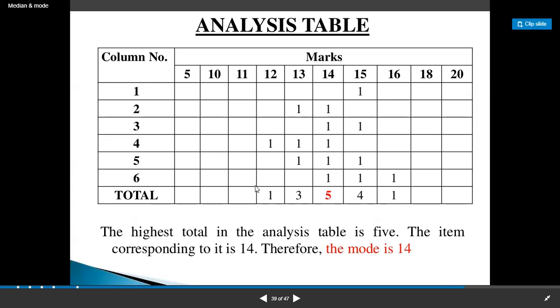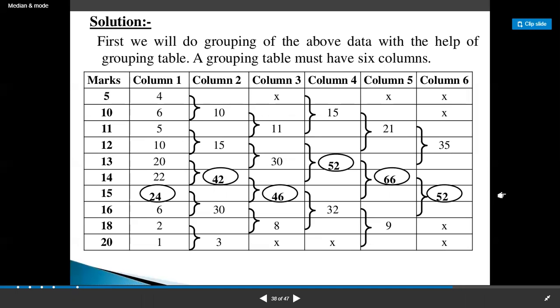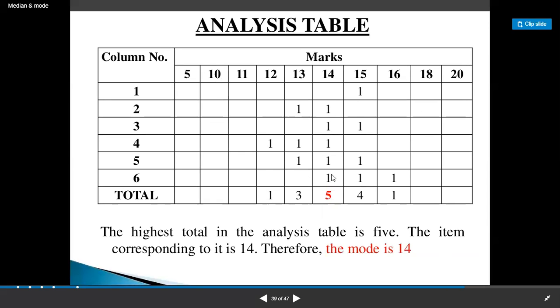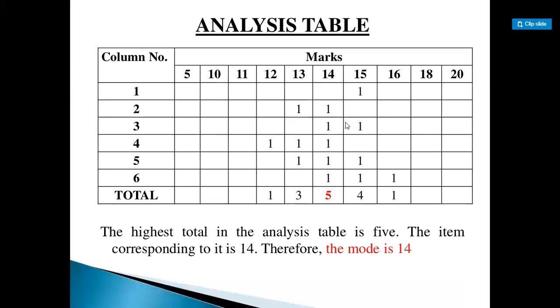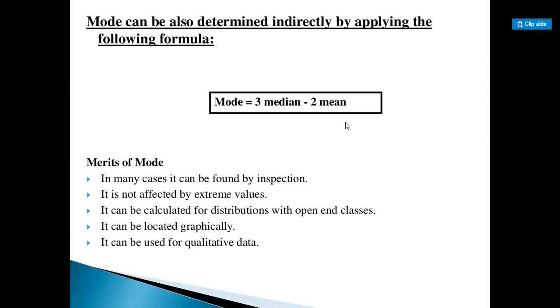In the last column, column number 6, what is the observation? 52 is the biggest figure, and 52 is the total of 22, 24 and 26, which means 14, 15 and 16. So in column number 6, we mark 14, 15 and 16. Now we go through the totals. 14 has the biggest total, which is 5. So it means the mode of this is 14. This is the grouping method of finding the mode.